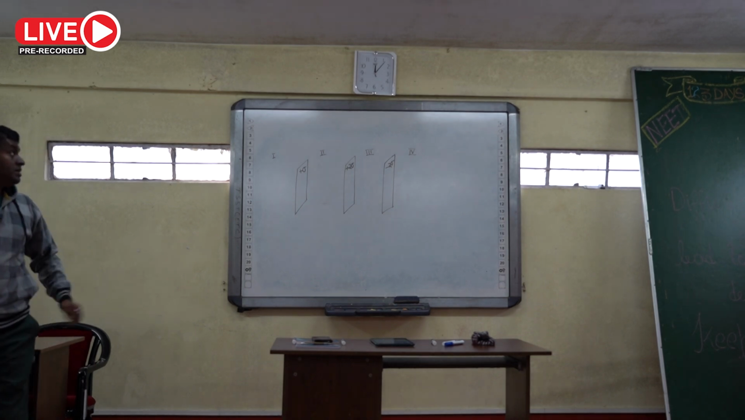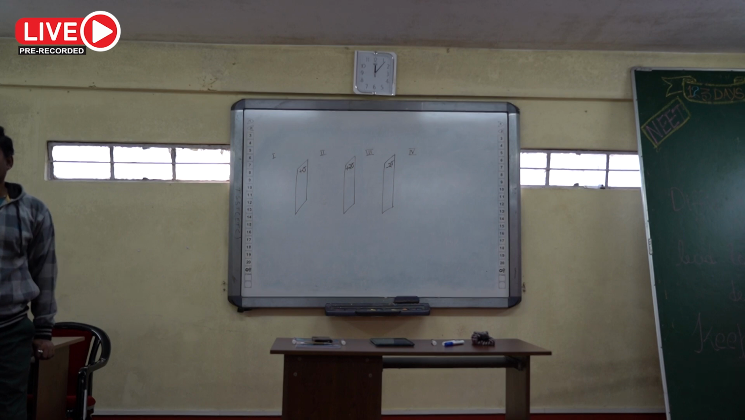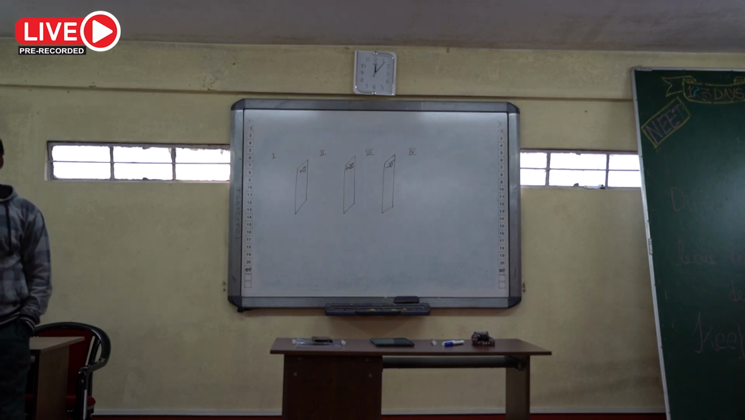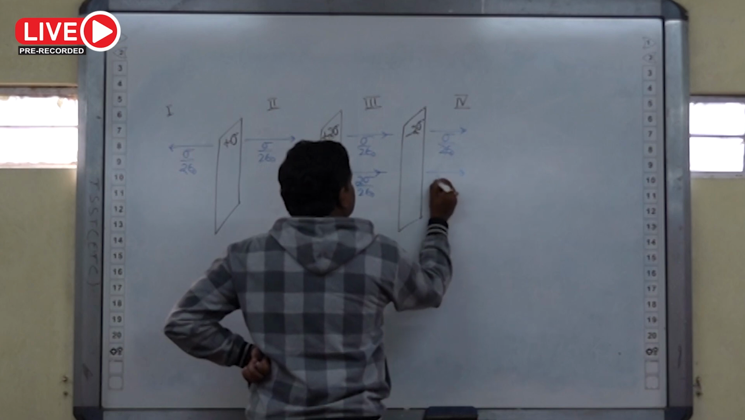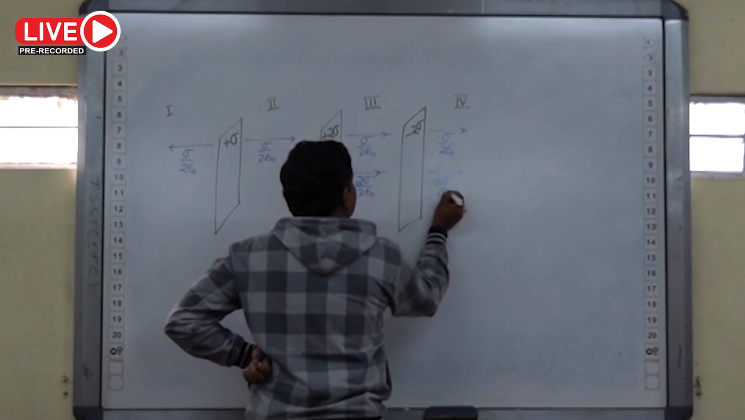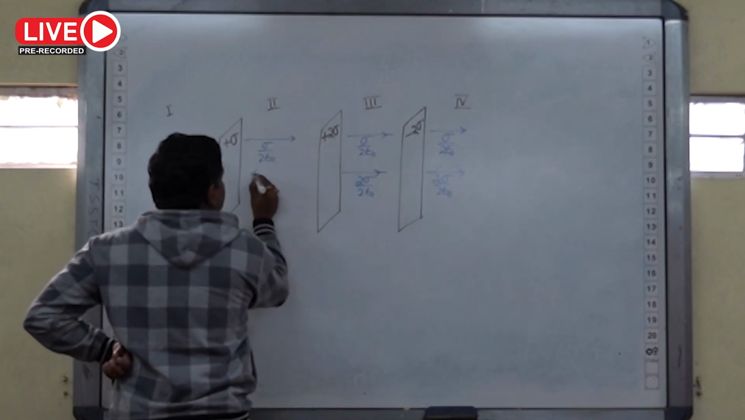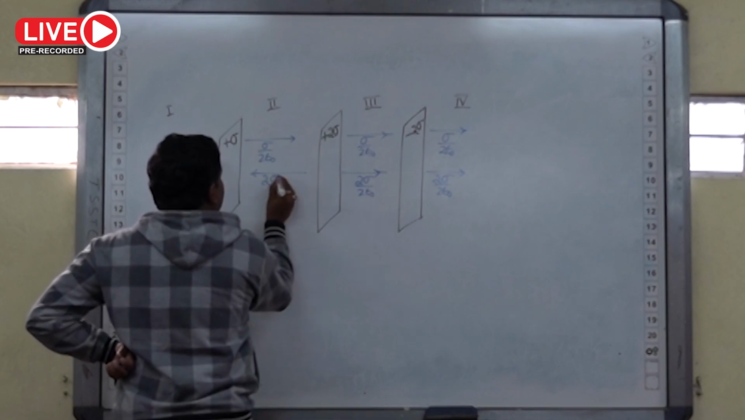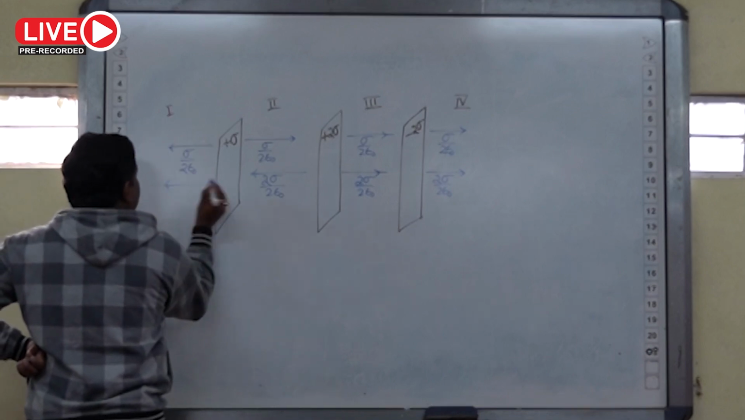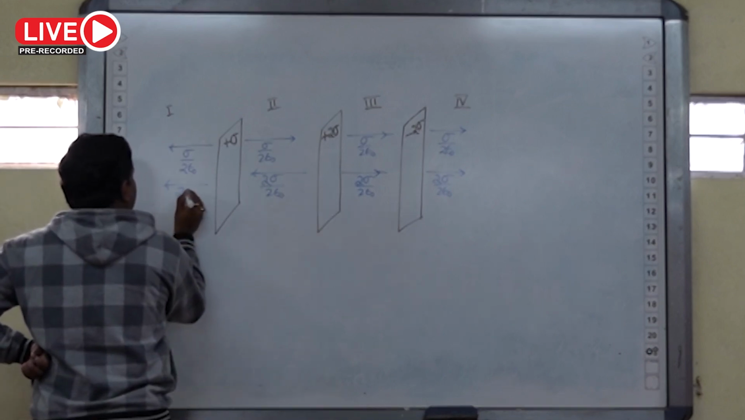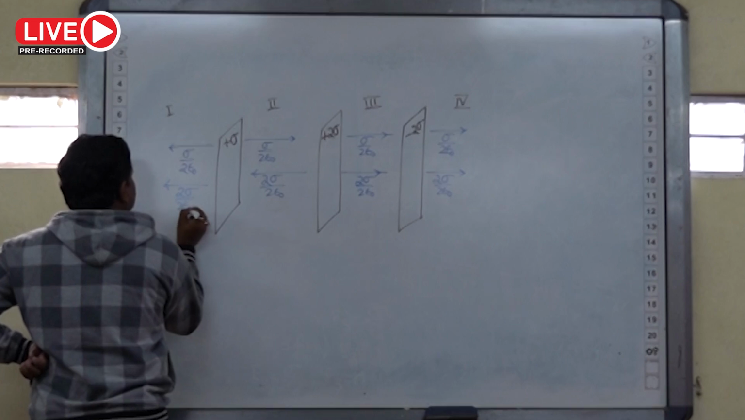Try to calculate by drawing the field, by writing the field in every section separately. It is 2 sigma by 2 epsilon naught in this region, 2 sigma by 2 epsilon naught. Similarly, in this region away from the plate, 2 sigma by 2 epsilon naught. In this region also away from this plate, 2 sigma by 2 epsilon naught.